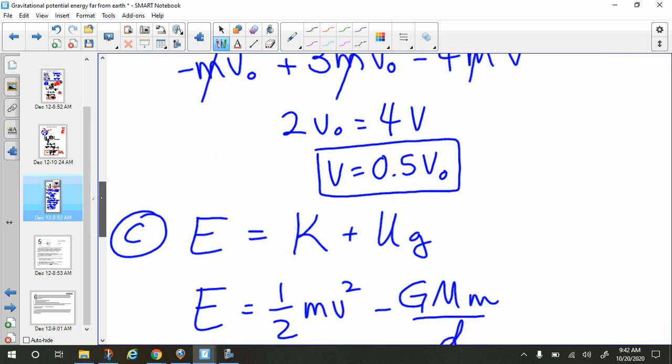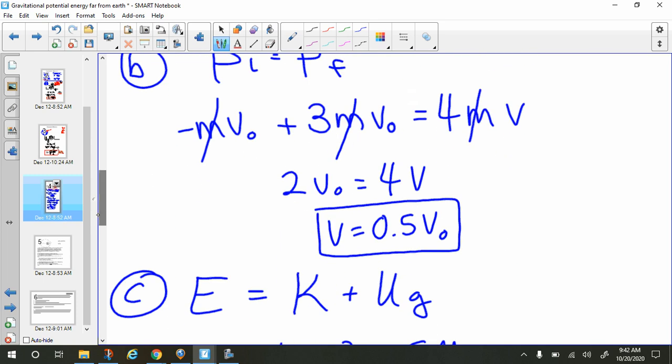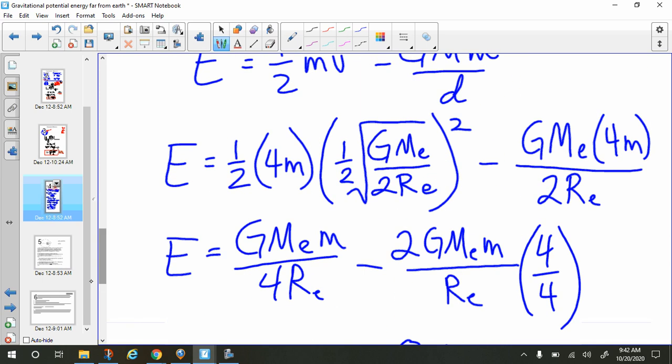I'm using the combination of these two. This is my initial velocity, and then I know my final velocity is half of that. So that's why I got the half of this. That's my final velocity. And then I subtract G times mass of the Earth times mass of the satellites divided by the distance between the two objects. So that would be the radius of the orbit.